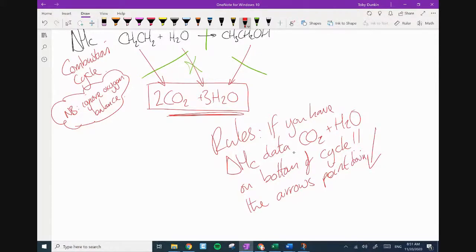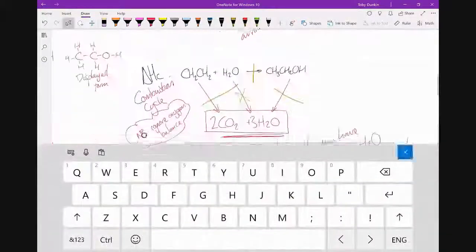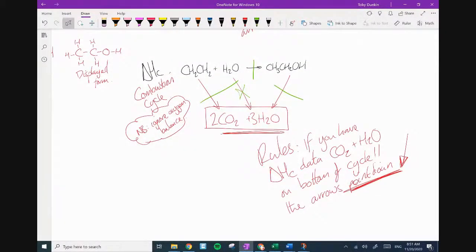That's so important. Yeah, they point down. Notice the complete opposite of formation. Formation, they go up, and combustion, they come down.